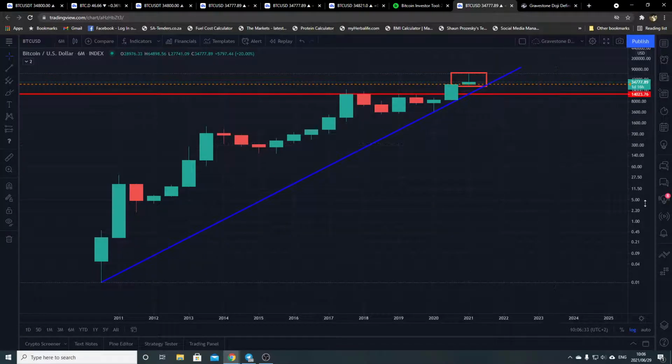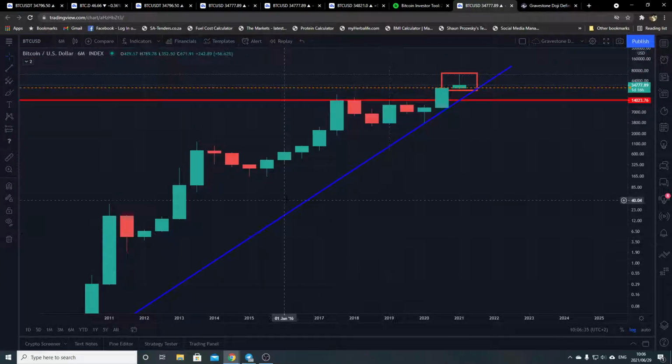Now what we're also looking at, we've got a hammer. We've got one hammer candlestick pattern there, and then we've got another hammer candlestick pattern over there. Now a hammer candlestick pattern can be either red or green. It doesn't matter.